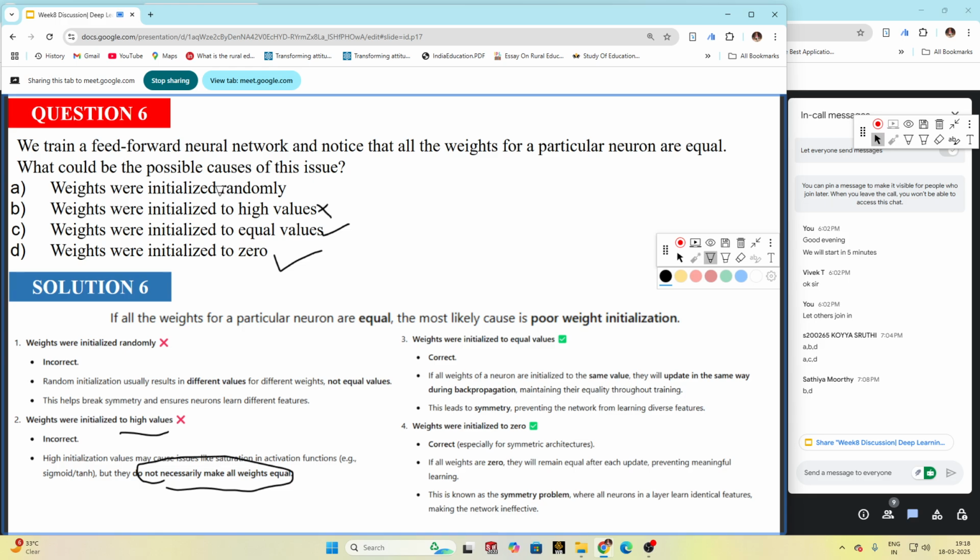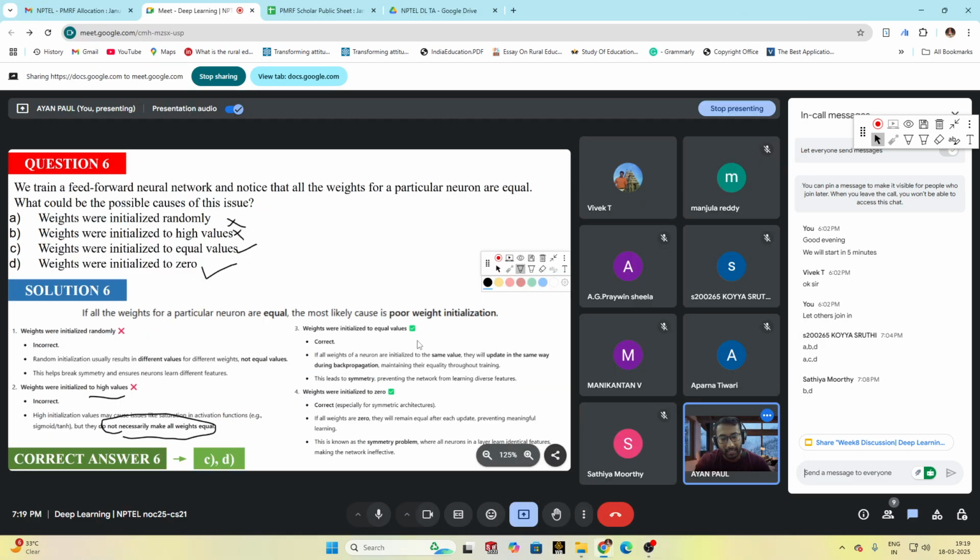If we are just randomly initializing, then definitely the weights will not get equal values. So option A is also wrong. So that is why option C as well as option D is right. So this is the thing. So is it clear to all of you? Yes. Okay.